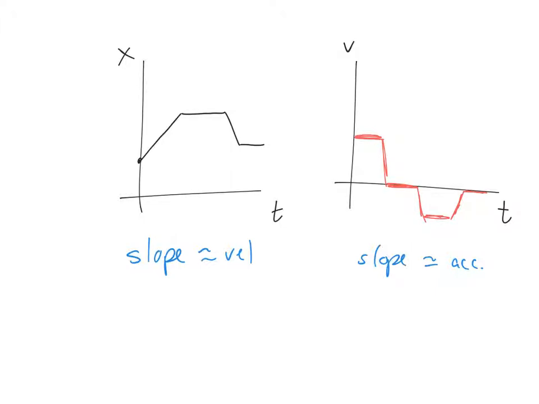Do those two correspond with each other? They do, absolutely. So this is a positive slope, right? Yeah. That's represented here with a positive velocity. Sure. Yes.